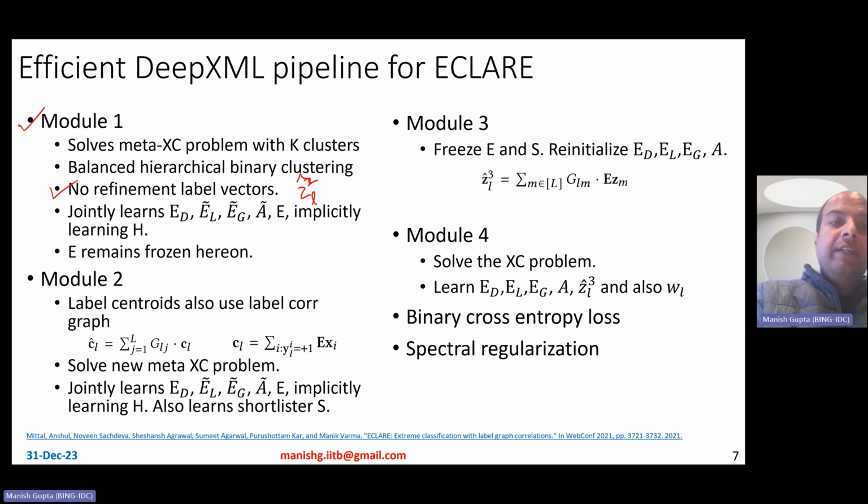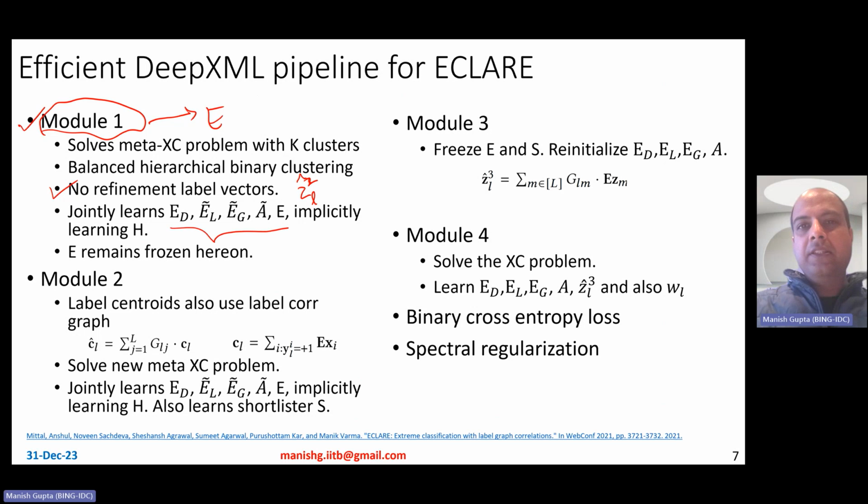So of course, always in the deep XML pipeline, the goal for module 1 is to learn the embedding matrix E. Clearly you also jointly learn many other things, but those are just there for the sake of it. You delete them after everything is done. Just retain E. E is what is passed on to the next module. In module 1, you use very simple representations of the label.